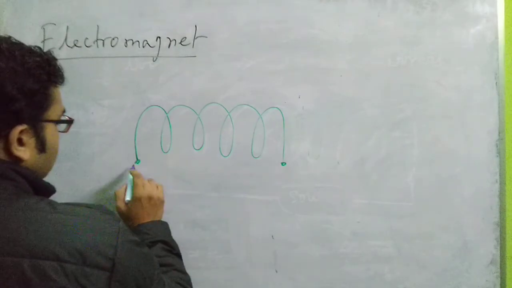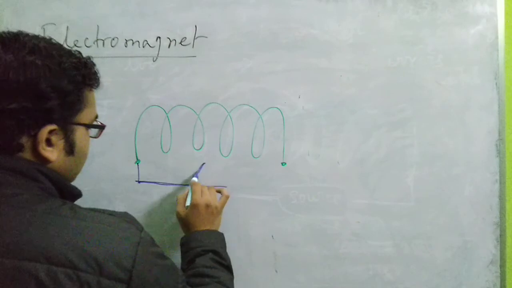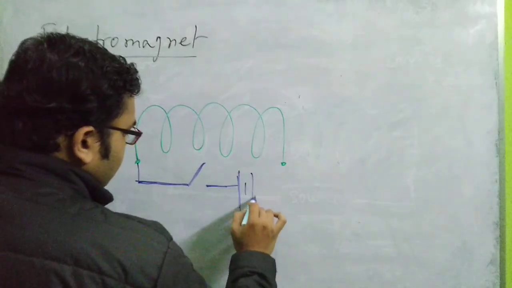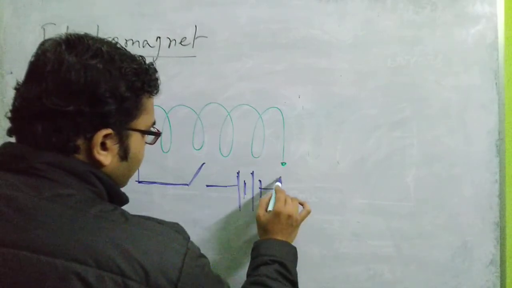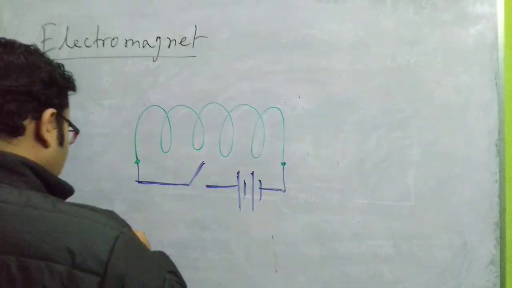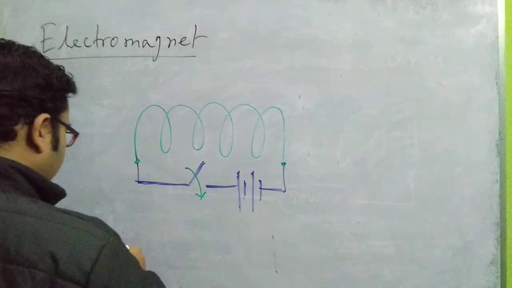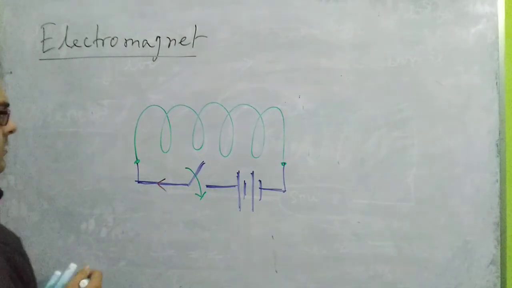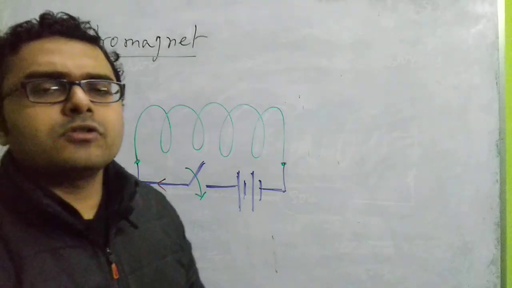So if I connect a DC source, say a battery or a cell, there is a slight difference between a battery and a cell, we will discuss it some other day. If I connect a cell across the structure and use a key, and close this key, the current will start flowing through this wire in this direction and it will behave as a magnet. This kind of magnet is called an electromagnet.